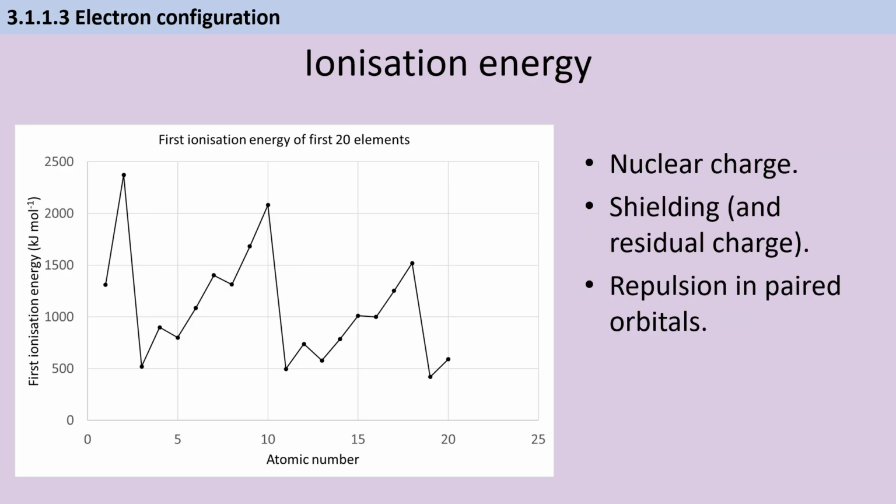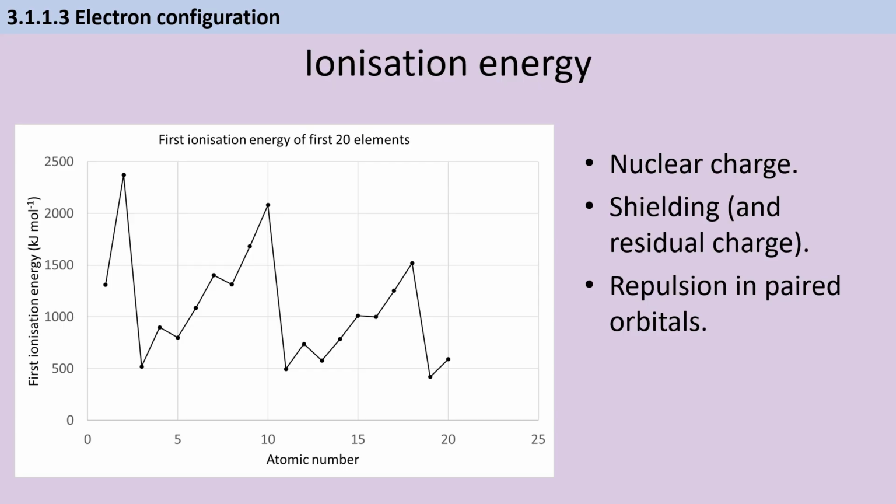You need to be able to explain why we see variation in first ionization energy across the periodic table. The first thing is that there's a general trend as you move from left to right and we see an increase in first ionization energy, and the reason for that is the increased nuclear charge. As we go left to right, each element gains 1 more proton, and therefore there's a stronger electrostatic force of attraction between the nucleus and the outer shell electrons, and that means it takes more energy in order to remove that 1 outer shell electron.